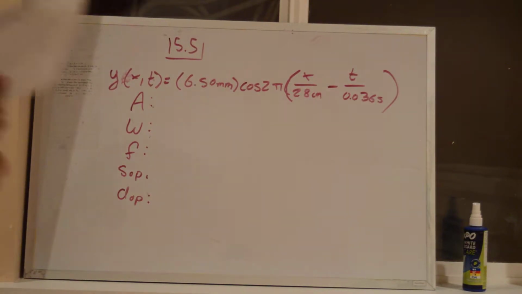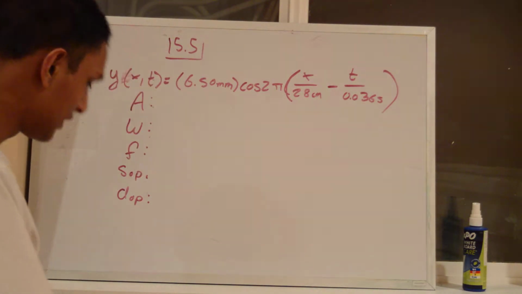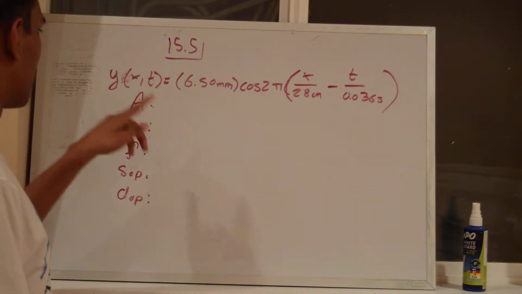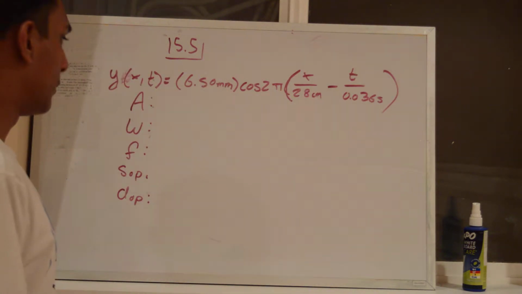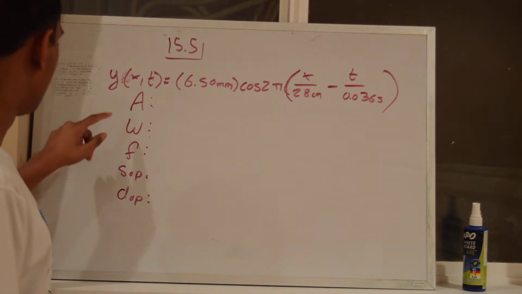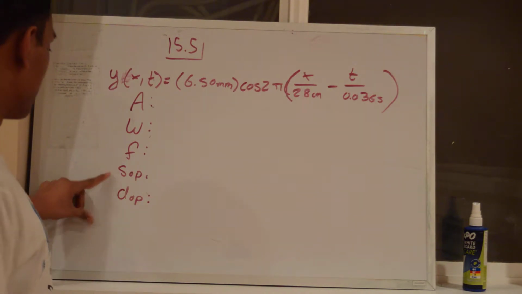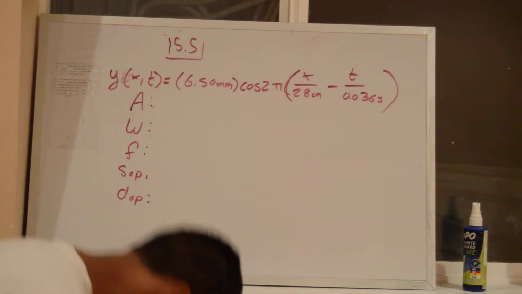Alright, we're doing 15.5 from the homework. This is a pretty simple question. It just wants us to basically label the different types of information we can get from a wave equation. We're going to find the amplitude, the wavelength, the frequency, the speed of propagation, and the direction of propagation. So, let's get right to it.